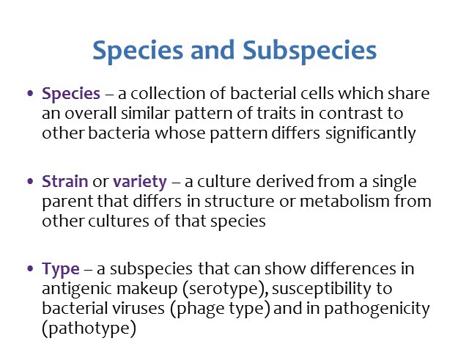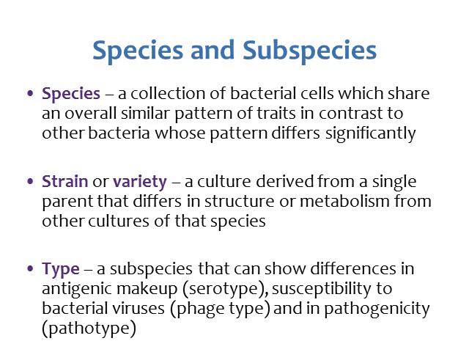Within a species, you can have a strain or variety, or you can also have a type within the species. A strain or variety is when you have a specific culture that's derived from one single parent cell, and that parent cell somehow differs in structure or metabolism from other cultures of that same species. So this is when you have one bacteria cell that's a little bit different than all the other bacteria cells, but still has an overall similar pattern of traits.